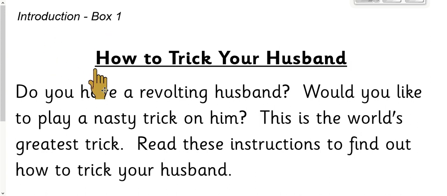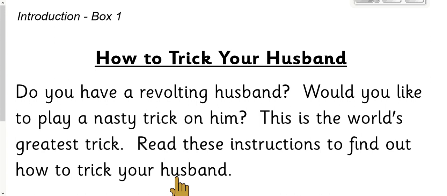Box 1. We start with this. How to trick your husband. Try to read along with me. Do you have a revolting husband? Would you like to play a nasty trick on him? This is the world's greatest trick. Read these instructions to find out how to trick your husband.